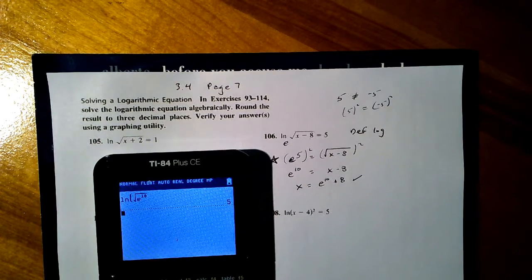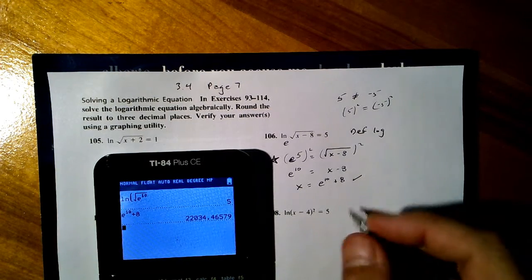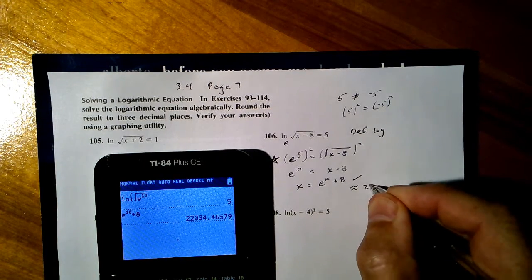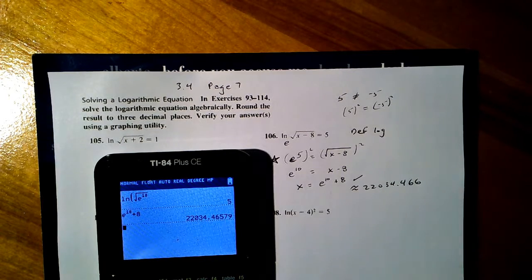But we're around those, so let's see. That's going to be pretty big. The square root of e to the 10th plus 8. We get approximately 22034.466.